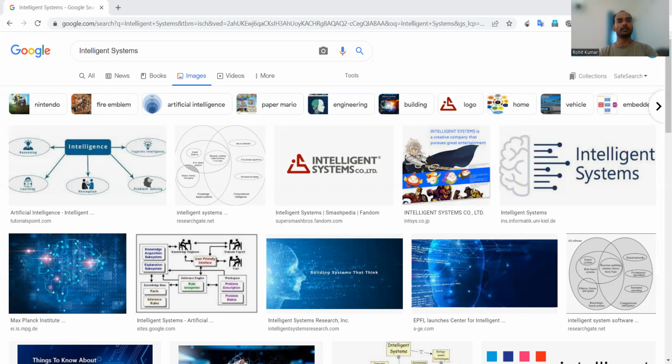Okay, so let me tell you that as we are going to discuss this particular area, in this area more than 100 countries, the authors have been working actively, and more than 10,000 researchers have been exploring the different aspects of intelligent systems.